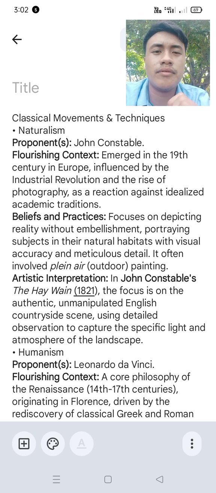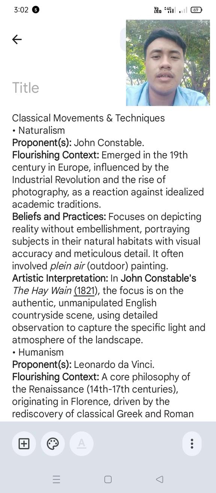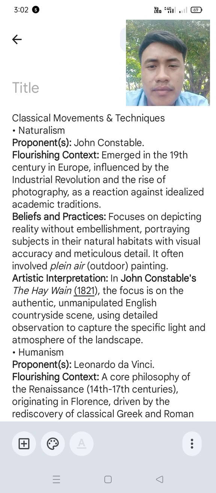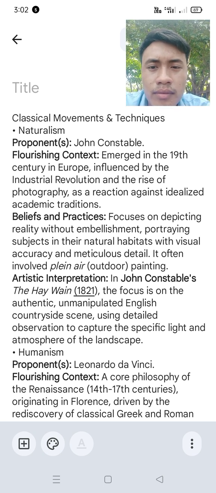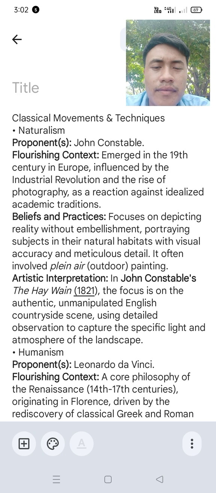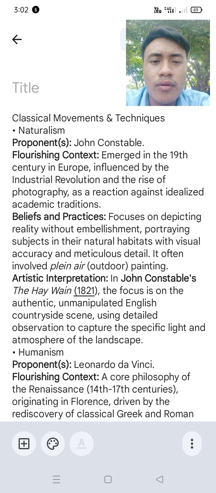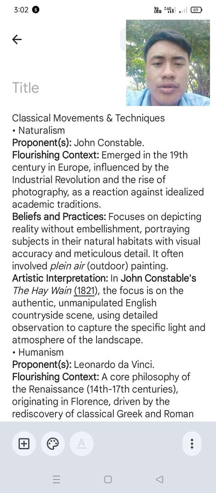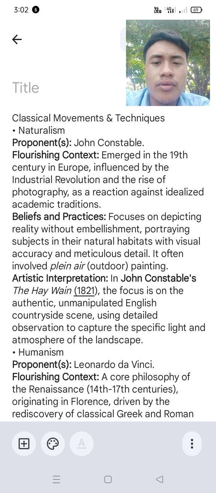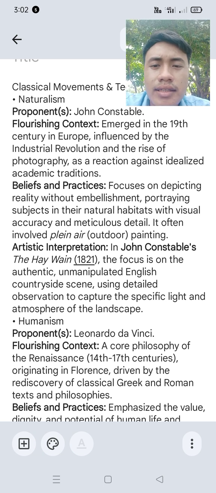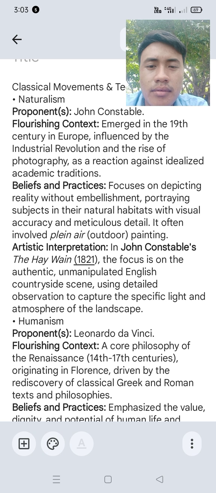And our topic for today is all about classical movements and techniques. Naturalism. Proponents: John Constable. Flourishing context: emerged in the 19th century in Europe, influenced by the Industrial Revolution and the rise of photography as a reaction against idealized academic traditions.